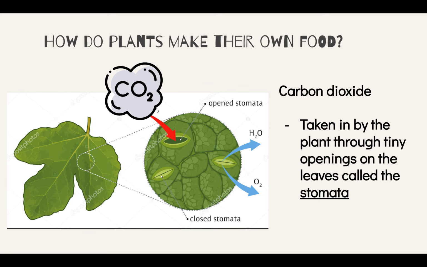Next, the plants also need carbon dioxide from the surroundings. Carbon dioxide is taken in by the plant through tiny openings on the leaves. These tiny openings are called the stomata. They are usually found on the underside of the leaf for the exchange of gases.